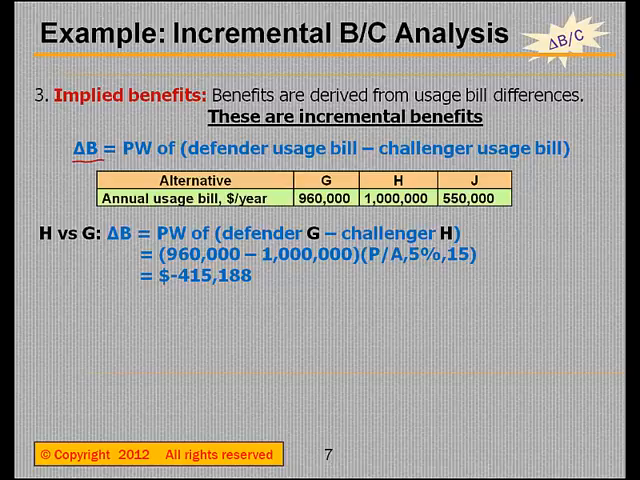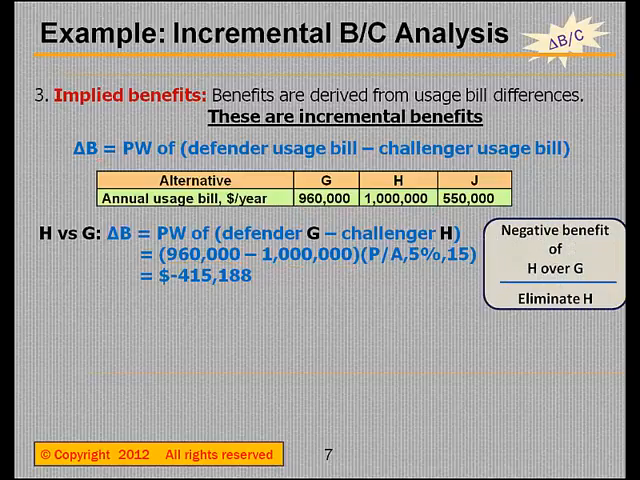G, the defender, has an annual usage level of $960,000. H is higher at $1 million. Therefore, the present worth value will be negative. Since challenger H has an incrementally negative benefit of over $415,000, it can be eliminated immediately, and G remains the defender.